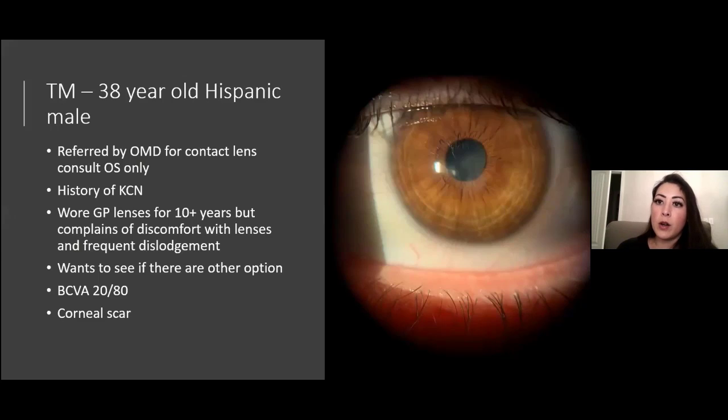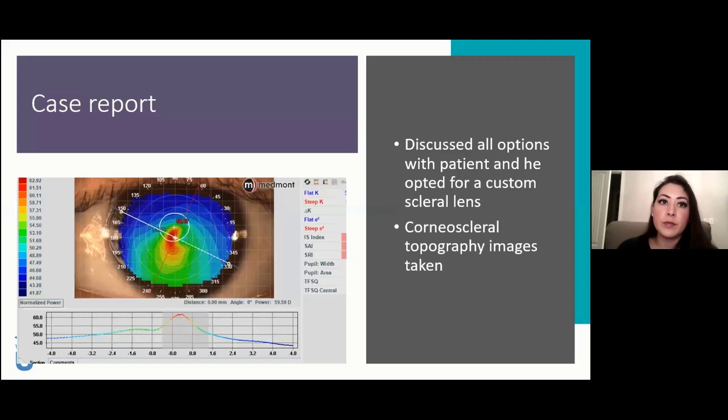So let's go through our scleral lens case report. We had a 38-year-old Hispanic male referred by his ophthalmologist for a contact lens consult in his left eye only. He has a history of keratoconus, and he wore gas permeable lenses for 10 years, but he complained that they were always popping out and always uncomfortable. So he wanted to see if there were any other options. His best vision is 20/80, and you can see here in the picture he has a corneal scar. We discussed different options with him, and he decided he wanted to go for the scleral lens option.